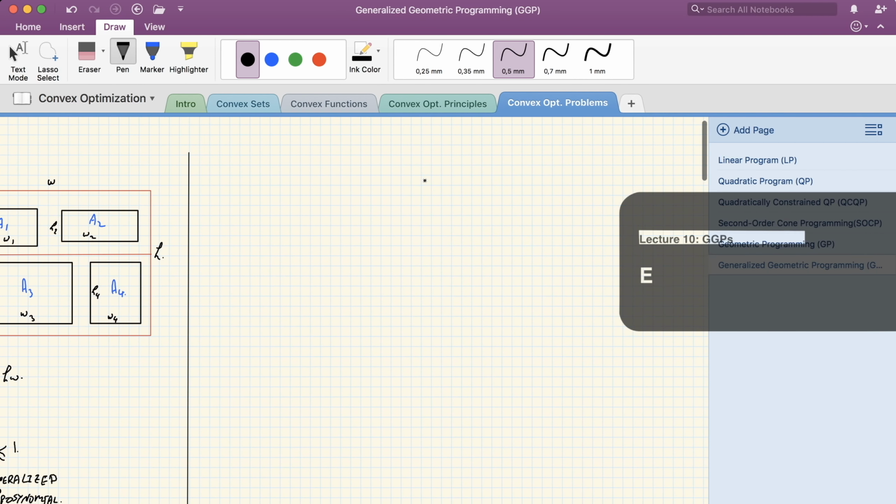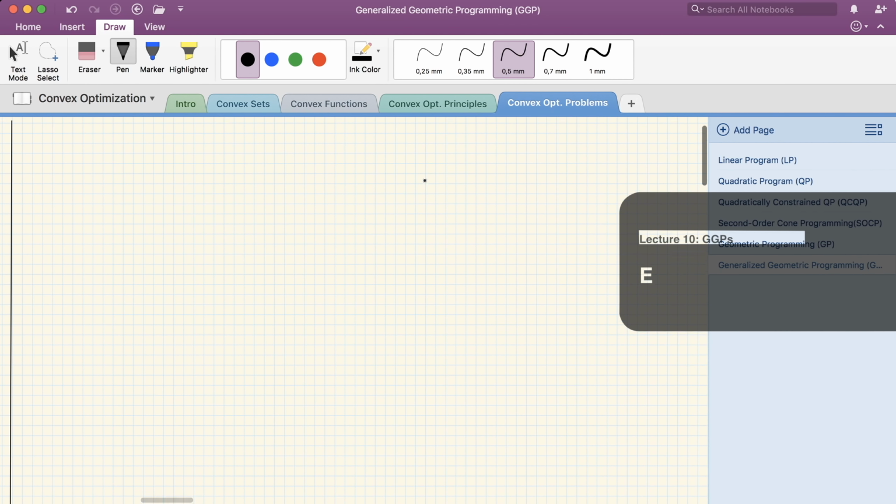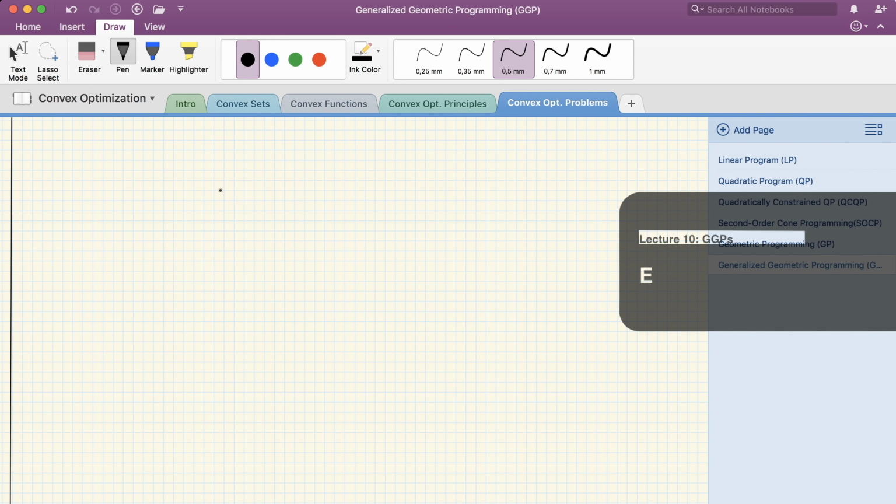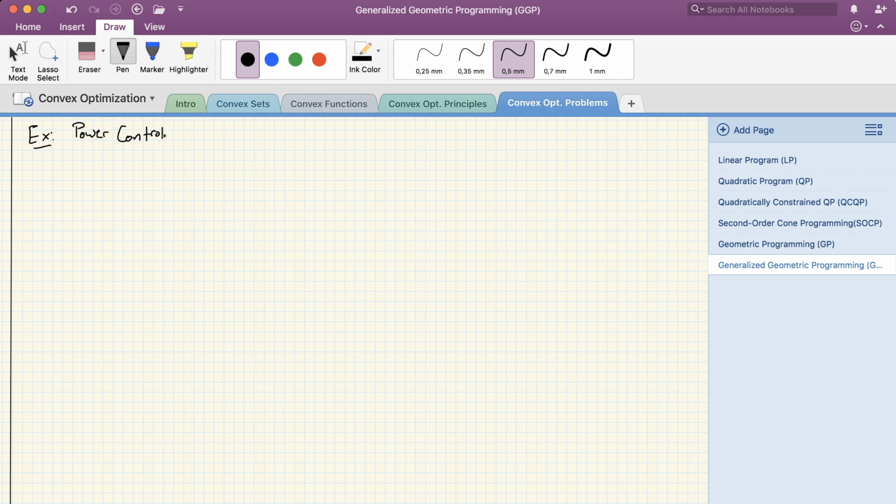I'm going to give another example which I should have given in the previous lecture. It's the power control problem. So this is a GP, so it's not a GGP. Well, strictly speaking, a GP is a GGP, but not the other way around. All I'm saying is the power control problem is only a GP.